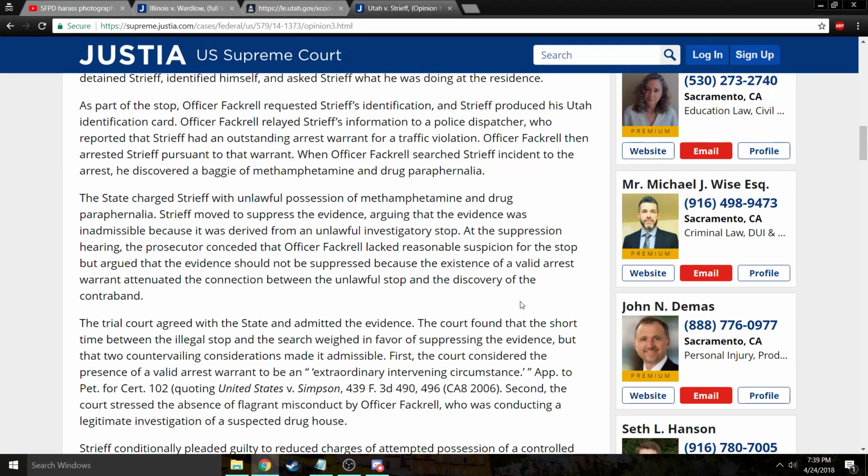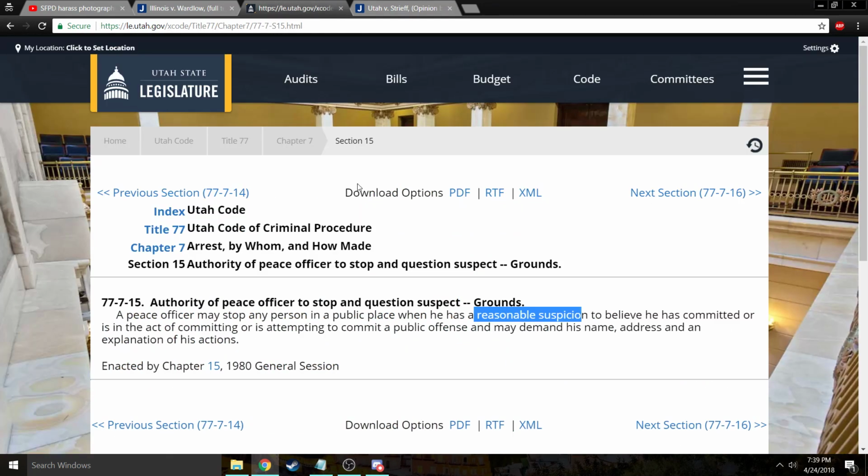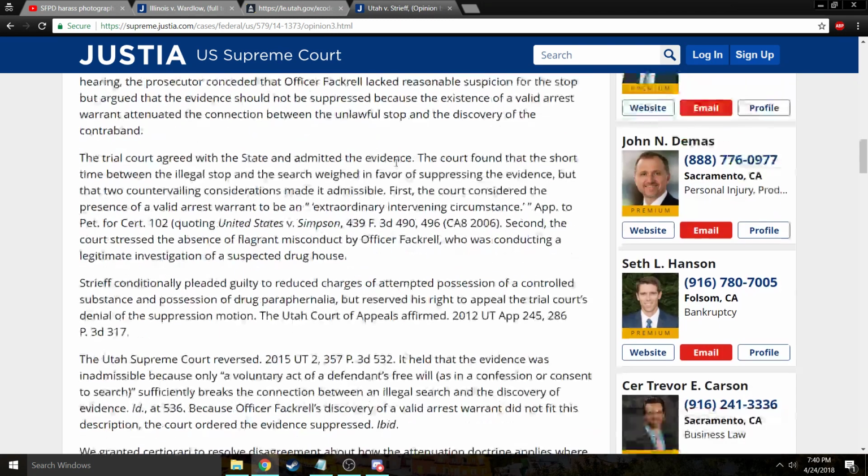Now, obviously, Streif doesn't want to go to prison for meth and drug paraphernalia, etc., and so he looked to suppress everything. Obviously, you want to suppress the finding of that arrest warrant because the officer didn't have reasonable suspicion to detain him. You also want to suppress the meth and the drug paraphernalia because, again, the officer didn't have reason to detain him.